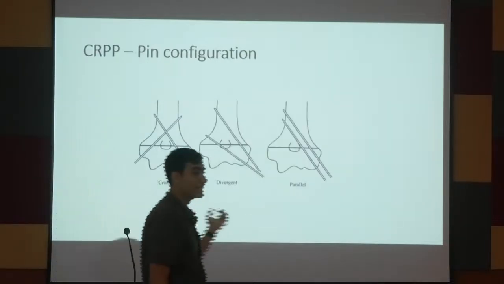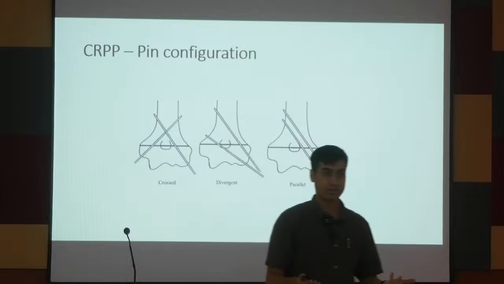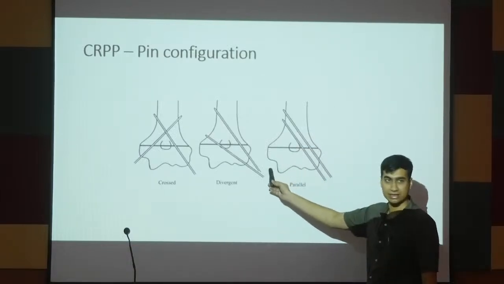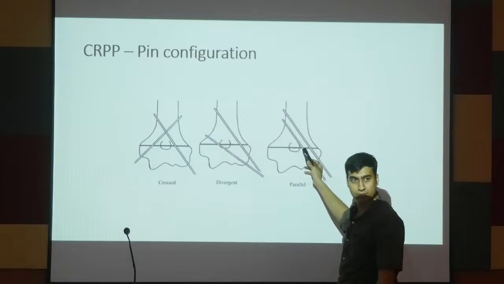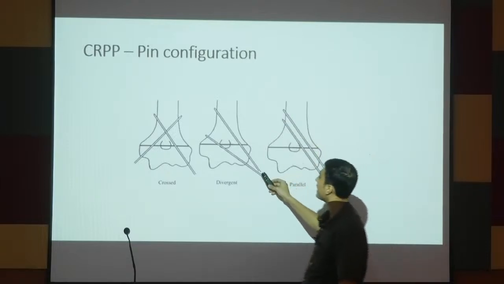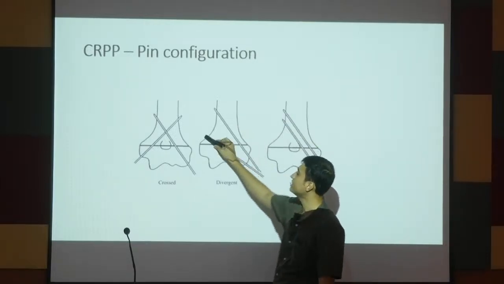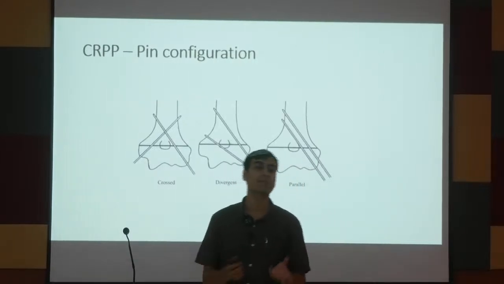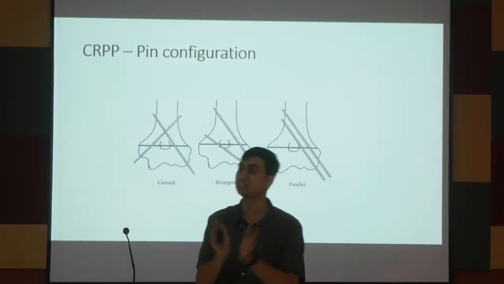Yeah, so this is the next thing. This is how you can put pins. This is the lateral side, this is the medial side. There is something called parallel, where the two pins are parallel. There is something called divergent, meaning one pin goes this way, one pin goes this way, and something called the crossed pin. So all depends upon what type of fixation you want and what reduction you are gaining on the table.